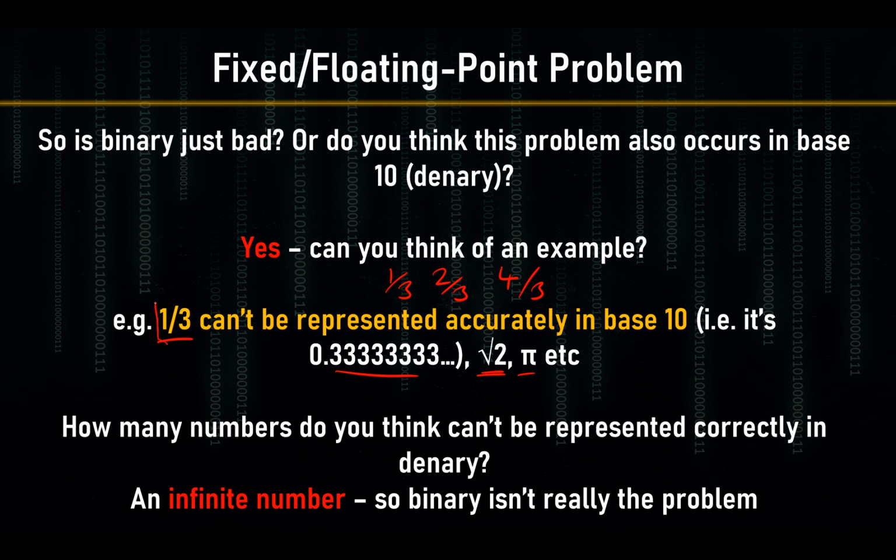But let's think in contrast, what base could represent 1/3 correctly? That's going to be base 3, because we're going to have 3 to the power of 0 here, but then 3 to the power of minus 1, which is going to be 1/3. So really, we're saying binary is not actually the problem. Every base is going to have some numbers that it can accurately represent.